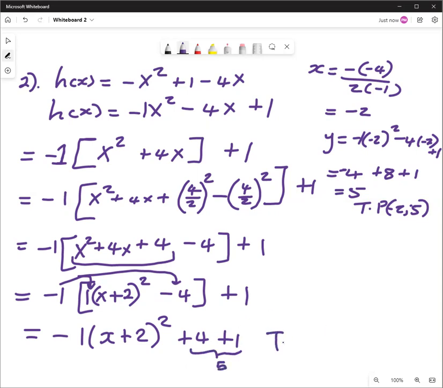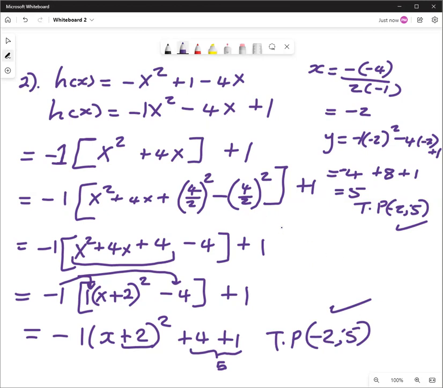Then you can see that your TP is going to be, remember the inside, you do the opposite. So it's -2, coordinate 5. And you're confident that you did it properly. Because both, if you use the formula and completing the square, you get it correct. So I want to show you a shortcut.